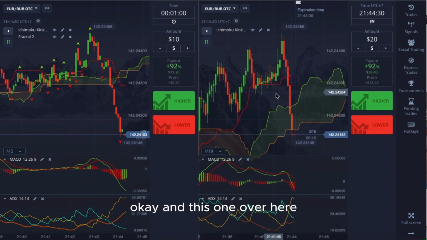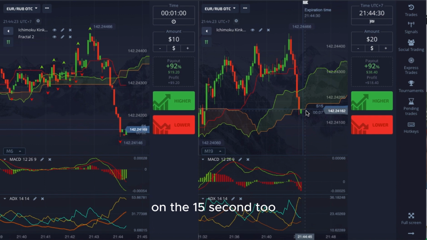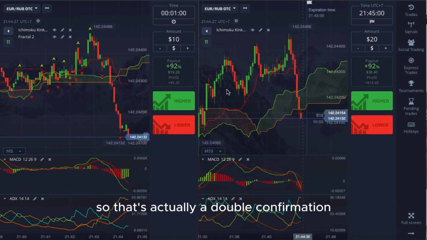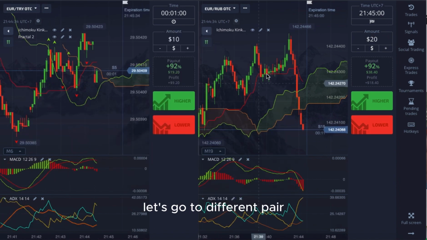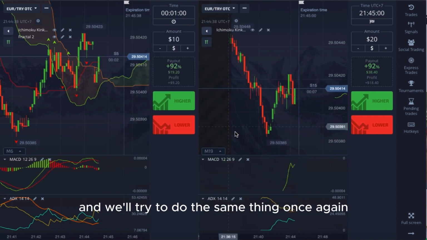Okay, and this one over here, what's good about it is that it also broke out to the bottom side on the 15 second too. So that's actually a double confirmation. I want it to be both on the same side. Let's go to a different pair, and we'll try to do the same thing once again.